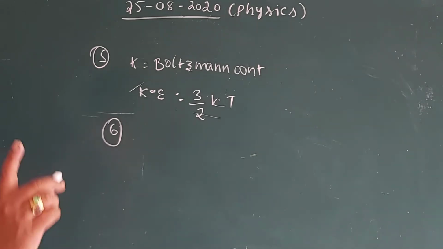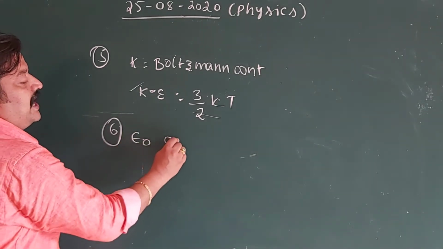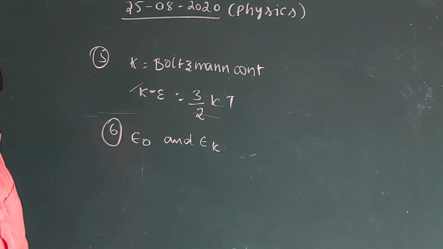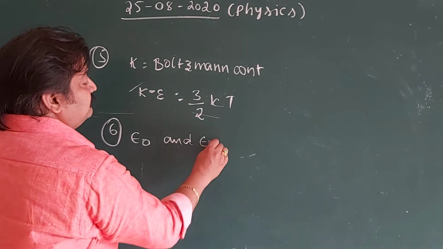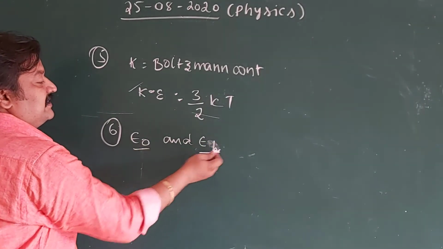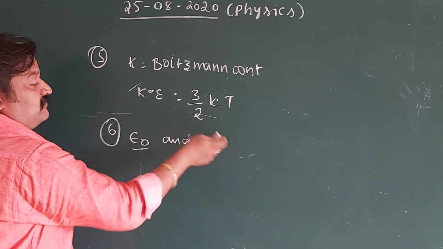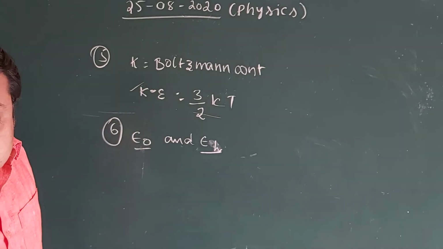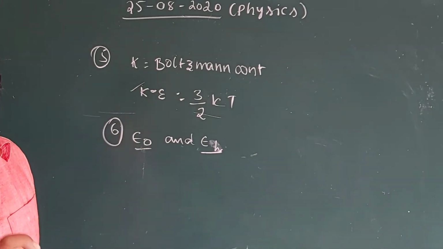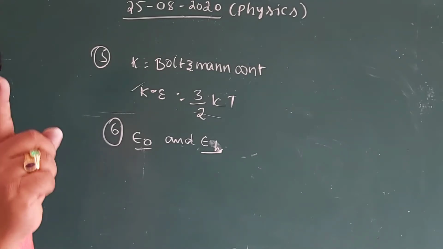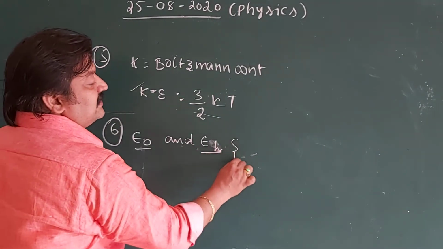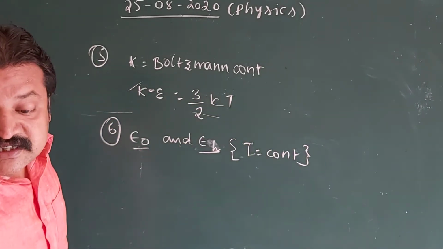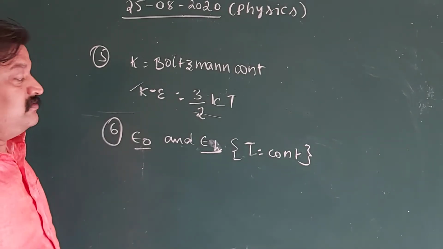Next, have a look at question number 6. E0 and EH represent the kinetic energy of oxygen and the kinetic energy of hydrogen. So E0 represents oxygen, this is for hydrogen. Then the question is about the energy of a molecule of oxygen and hydrogen, if the two gases are at the same temperature. Whenever two gases are at the same temperature, T is equal to constant. Then the question is which of the following statements is true?